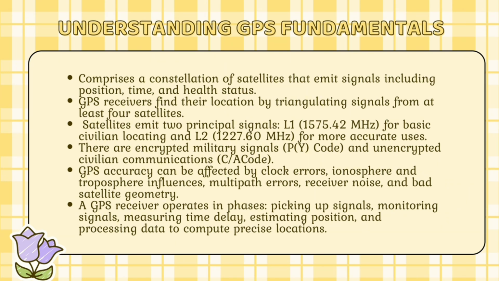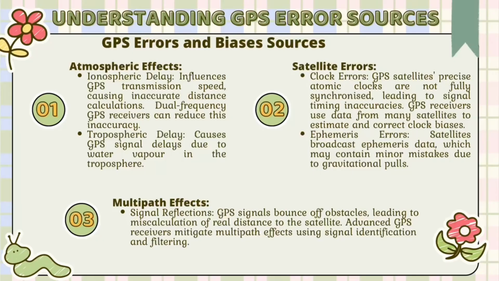There are encrypted military signal, P(Y) code, and unencrypted civilian communication, C/A code. Next, GPS accuracy can be affected by clock errors, ionosphere and troposphere influence, multipath error, receiver noise, and bad satellite geometry. A GPS receiver operates in phases: picking up signal, monitoring signal, measuring time delay, estimating position, and processing data to compute precise locations.